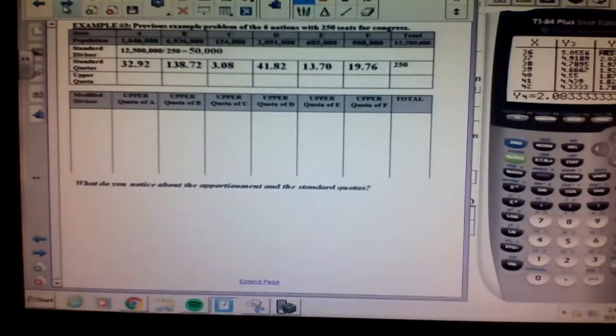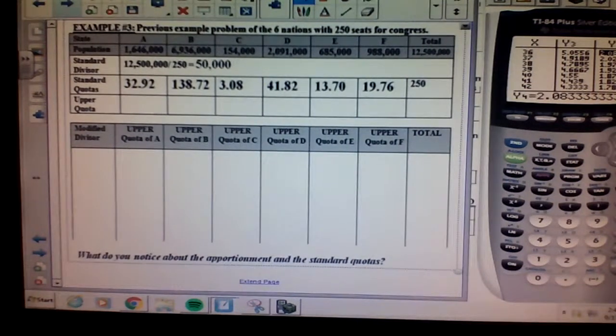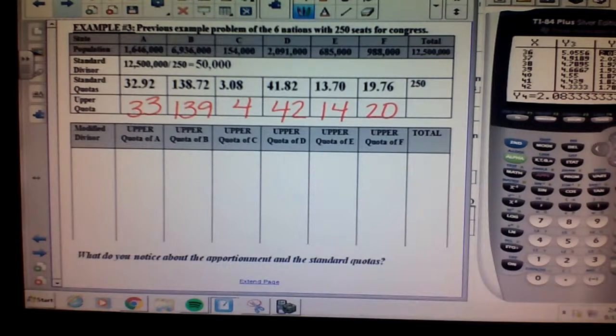All right, let's look at this one. Actually, I'm gonna give y'all a minute to do this one, and somebody give me an answer. Somebody? I feel like I started. Look at you. 33, 139, 42, 42, 14. What does that give us? That gives us 252.